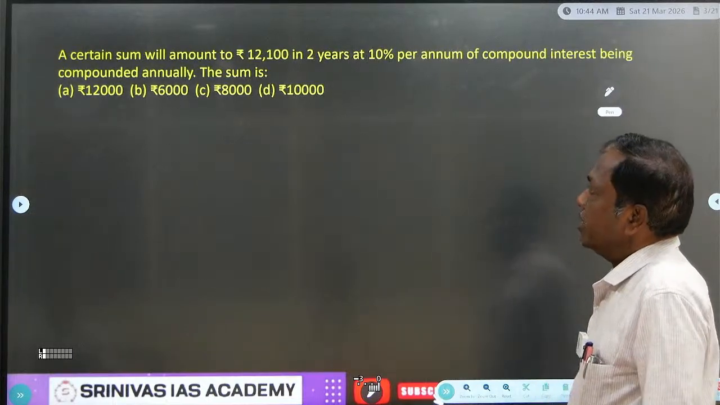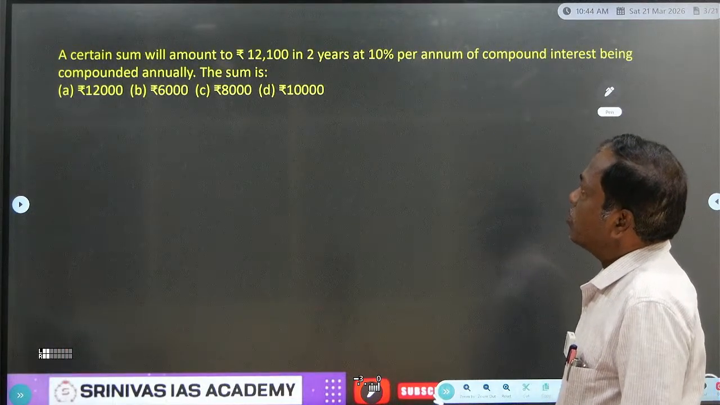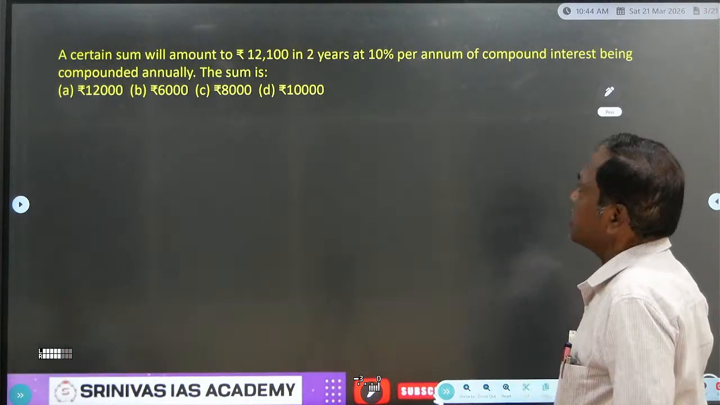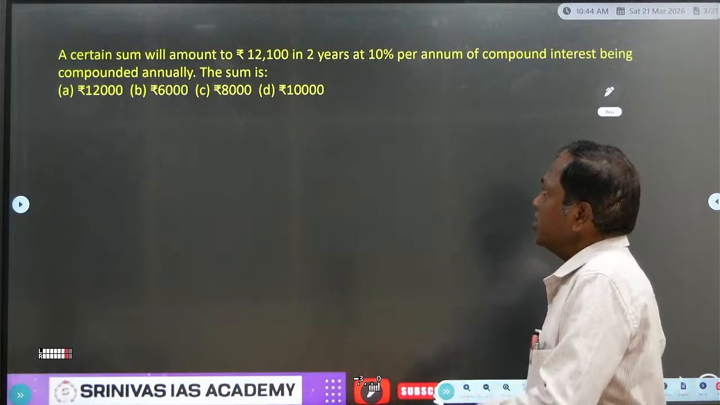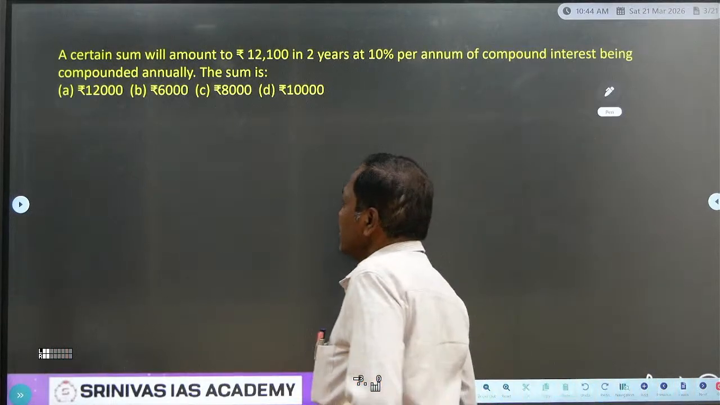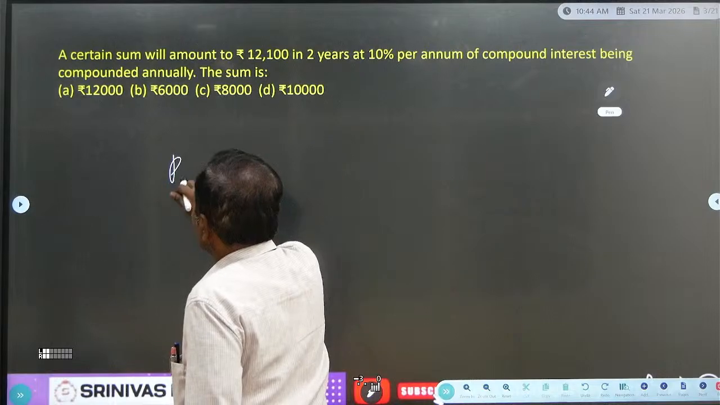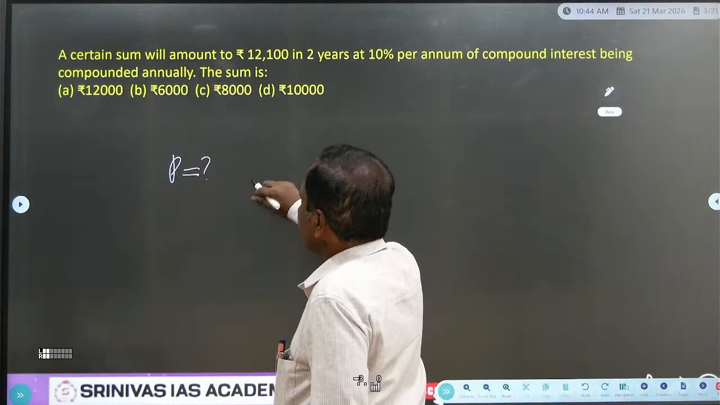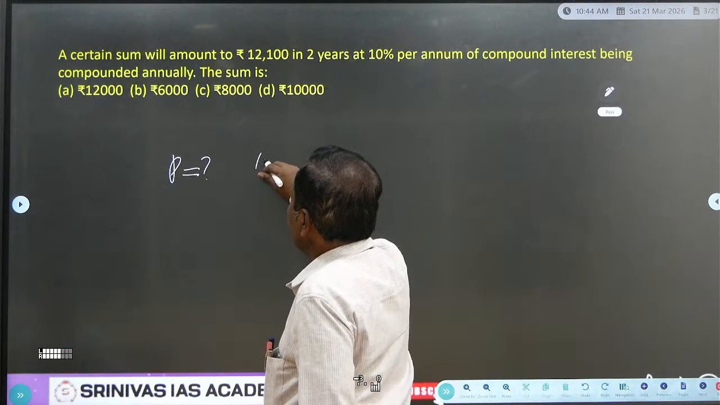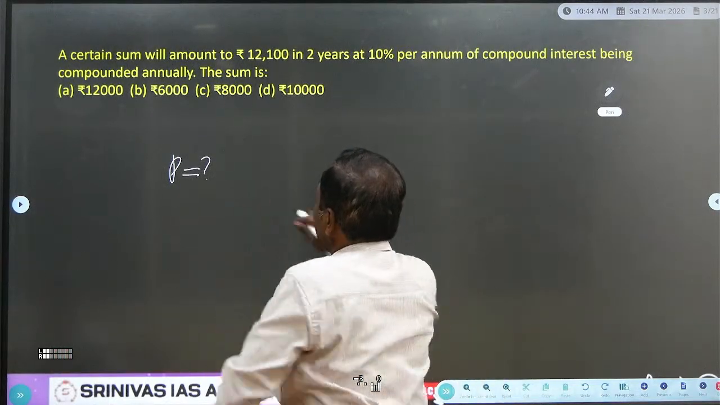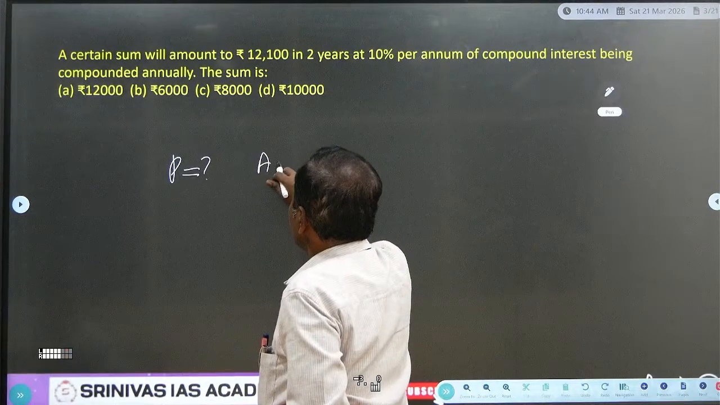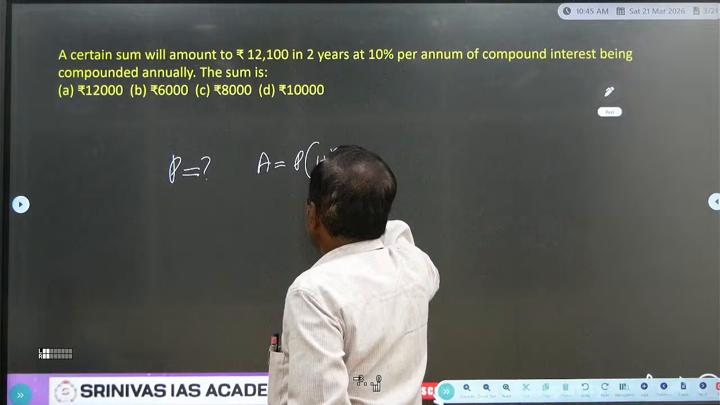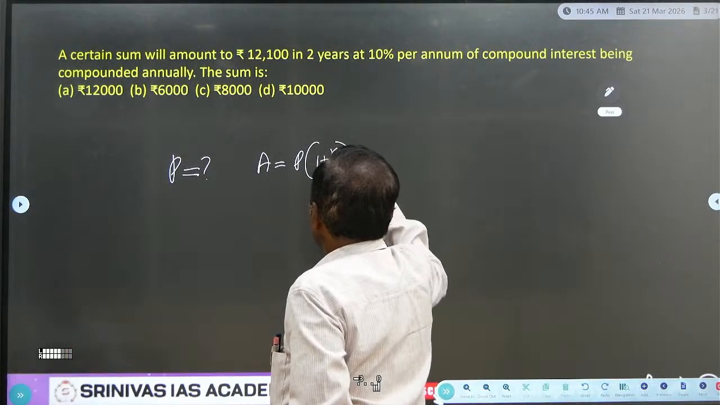Yes, next. A certain sum will amount to rupees 12,100 in 2 years at 10% per annum of compound interest being compounded annually. What is the sum? Here principal is being asked. What is the formula we normally apply? Amount is equal to P into 1 plus R by 100 to the power of n.